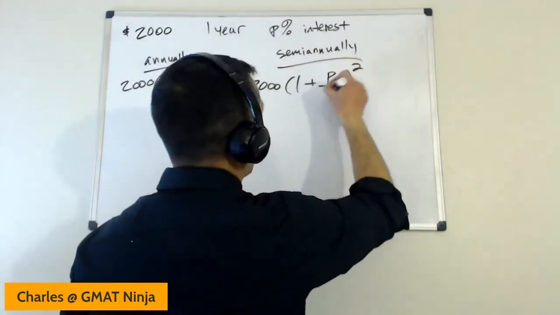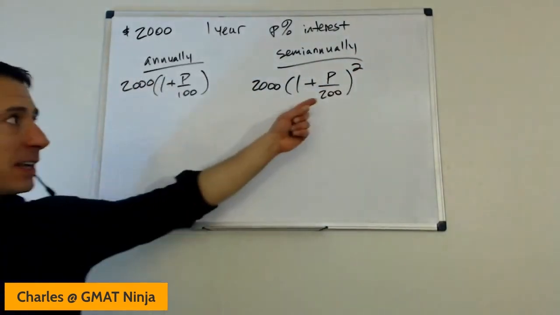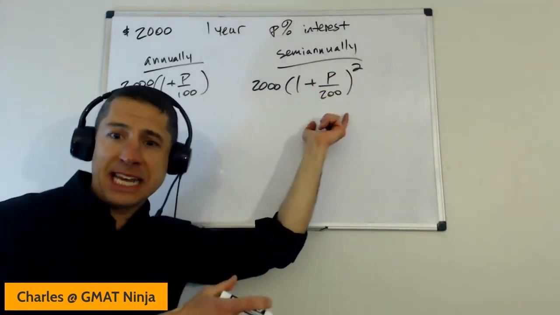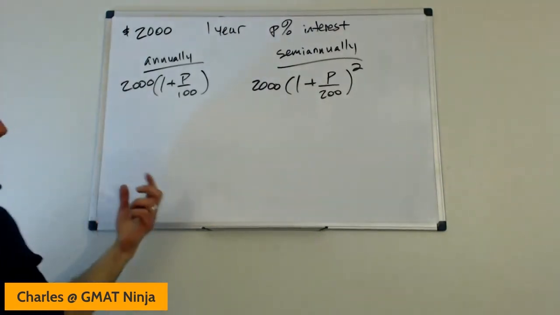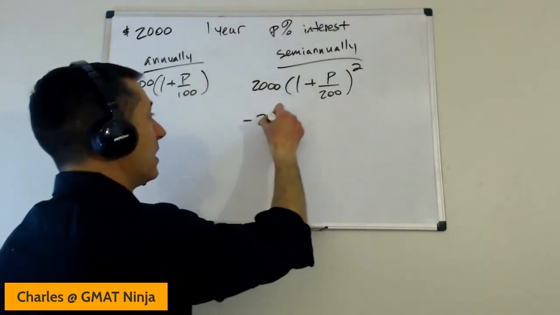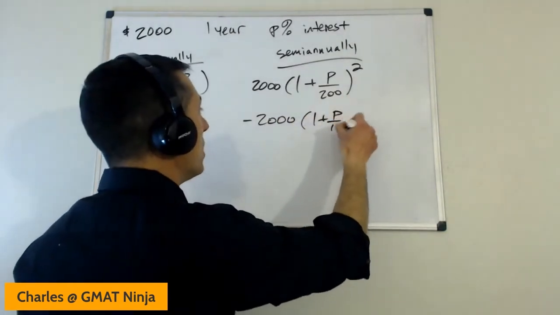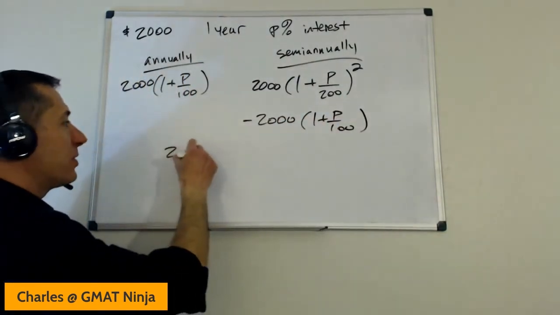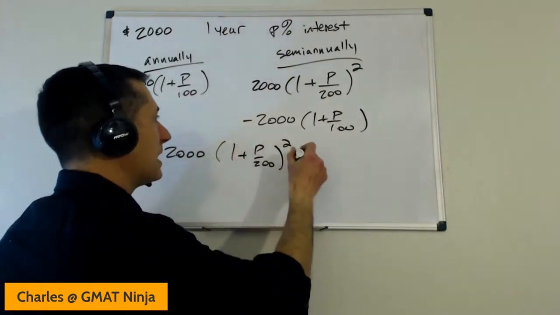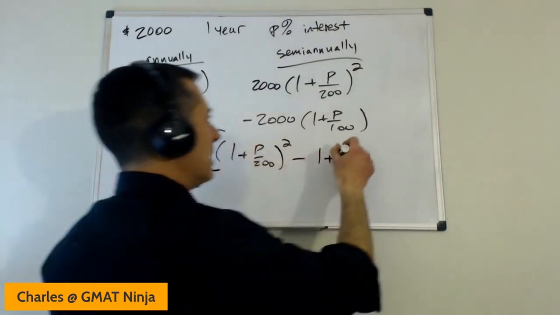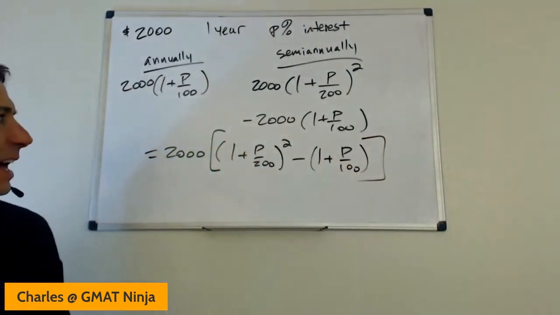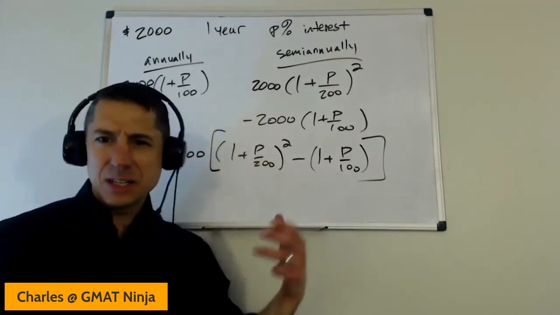So I'm going to write that as P over 200. Again, the concept here is if it's compounding twice a year, the interest rate cuts in half since the period cuts in half. Great. And so now I just subtract and I'm great. I take this and I subtract this thing. And what the heck are we doing? So 2,000 times 1 plus P over 100. And I guess I can factor out the 2,000 and I get 1 plus P over 200 squared minus 1 plus P over 100. And I'm lost now, and I've got brackets inside brackets, and I guess the ones are going to go away, and you can do it.